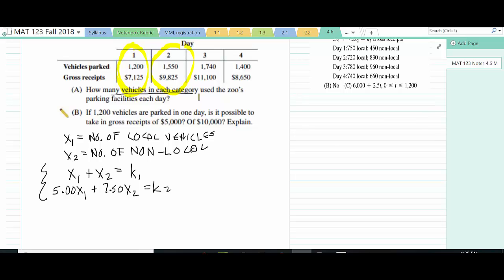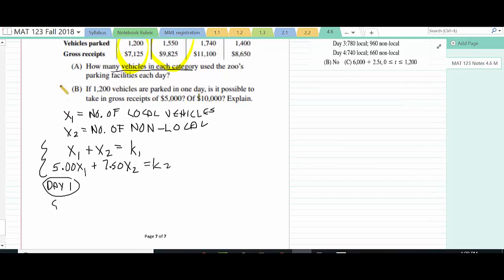Now what we're going to do on this, I'm not going to go through and do every one of these. It just takes too much time. But what I would want you to do first of all is look at what would happen on day one. So on day one, you would end up solving the system X1 plus X2 equals 1,200. If you look at day one, it said there were 1,200 vehicles parked. And then you would do 5X1 plus 7.5X2. If you look at the chart I gave you, you're making $7,125 off of that.